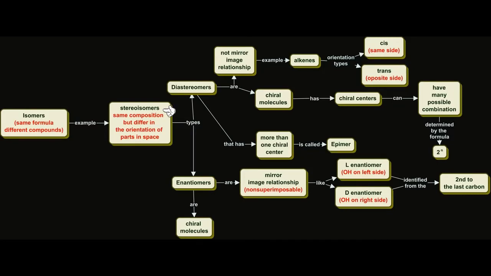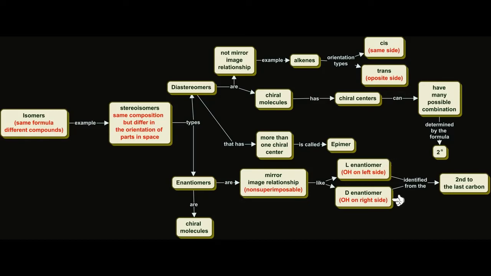There are two types of stereoisomers. The first type is enantiomers. Enantiomers are chiral molecules. They are non-superimposable mirror images. There are two types of enantiomers. These are the L-enantiomer, where the OH is found on the left side of the molecular structure. L stands for left or levorotatory, that is, left-oriented rotation.